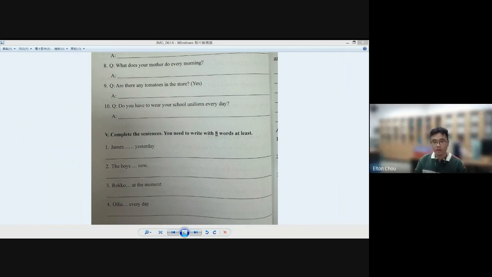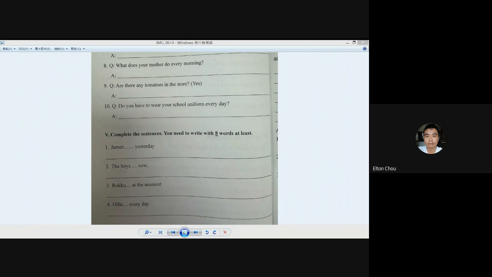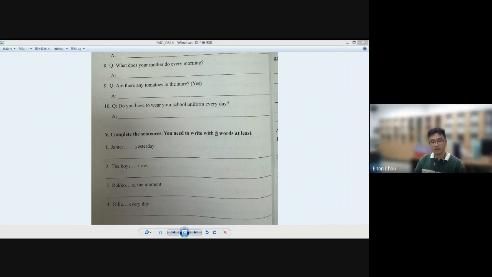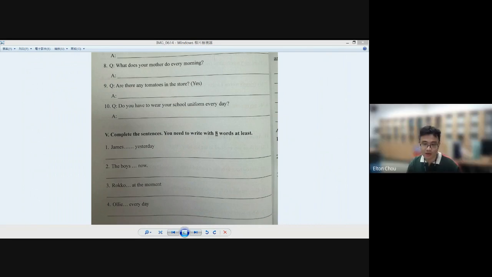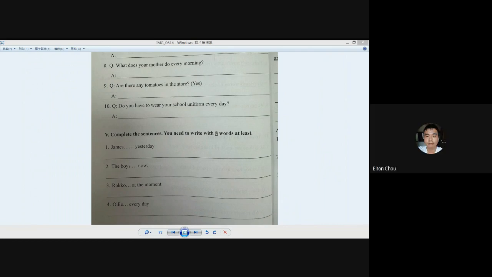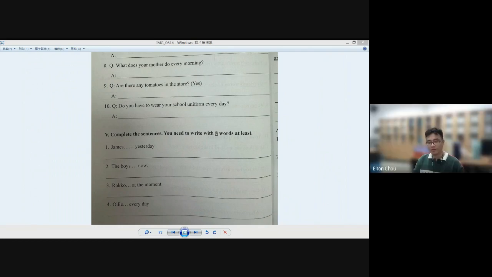Okay? The boys, what are the boys doing now? The boys are having breakfast where? In the kitchen, right? Now, how many words? 1, 2, 3, 4, 5, 6, 7, 8, right? So, Rocco, what is Rocco doing? Rocco is running in the playground at the moment.